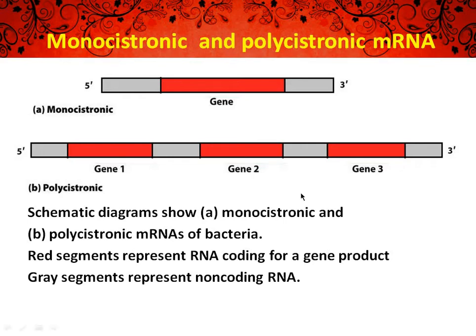For example, here you see an mRNA which has a coding region for gene 1, gene 2 and gene 3. So, one mRNA produces 3 types of proteins. Such an mRNA, which has coding regions for more than one gene, we call the polycistronic mRNA, and this polycistronic mRNA is present only in bacteria.